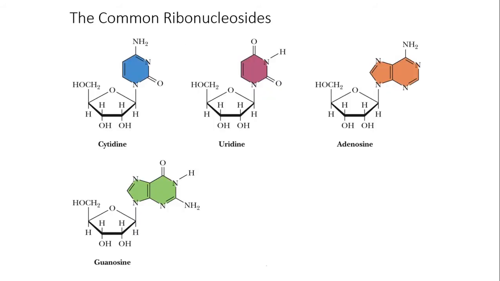And these are the common ribonucleosides. So here they are with their bases attached: cytidine, uridine, adenosine, and guanosine. And if I should ask you to draw these, you should be able to draw these structures as well. Please note that the base attachment in all of these is through C1. And this attachment to the ribose makes them more soluble than the free bases.